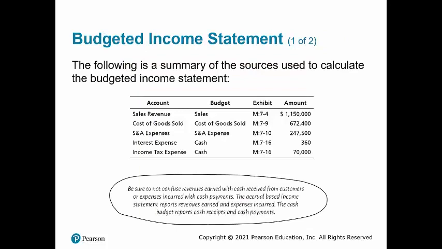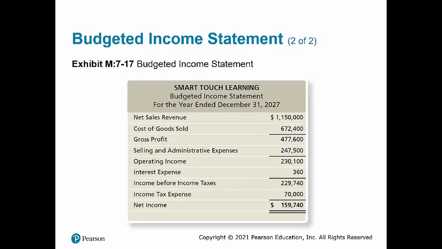Now we would be ready to complete the budgeted income statement. We would be able to obtain our sales revenue, cost of goods sold, and selling and administrative expenses from those budgets. We would get our interest and income tax expense from the cash budget that we just completed. This shows the budgeted income statement for Smart Touch Learning based on the other budgets that we have already completed. And it shows that Smart Touch Learning projects to have a net income at the end of December 31st, 2027 of $159,740.